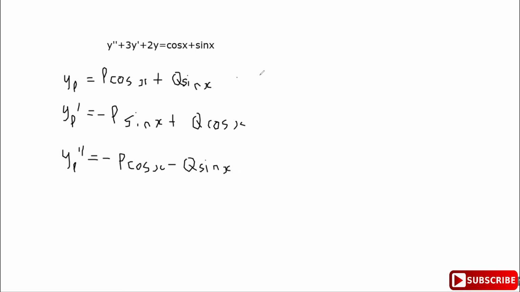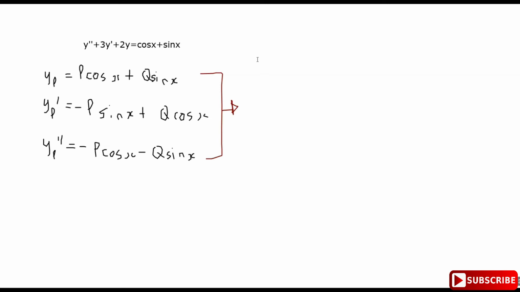Now that we have all of this, we're going to put them together in this equation. y double prime is minus p cos x minus q sin x, plus 3 times y prime, where y prime is minus p sin x plus q cos x, and then plus 2 times y, where y is p cos x plus q sin x. This is equal to cos x plus sin x.